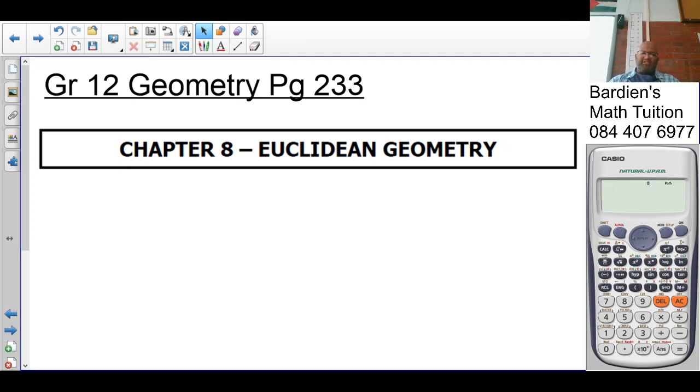We know about equilateral triangles. Equilateral triangles, all angles add up to 90 degrees. Not so? Equilateral triangles. Sorry, all angles are 60 degrees.